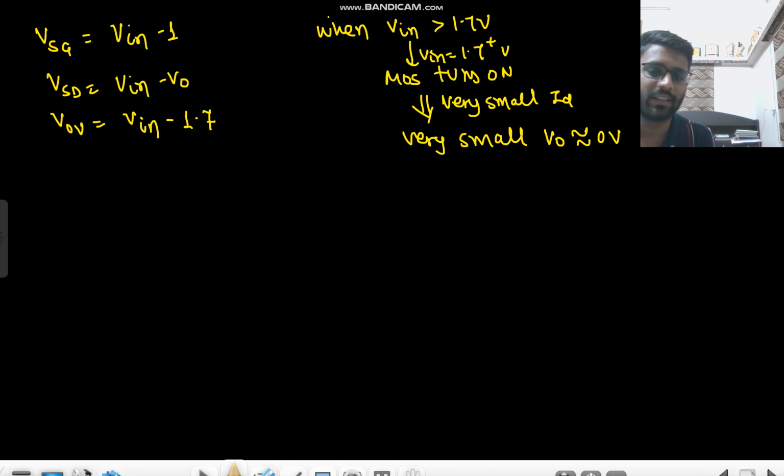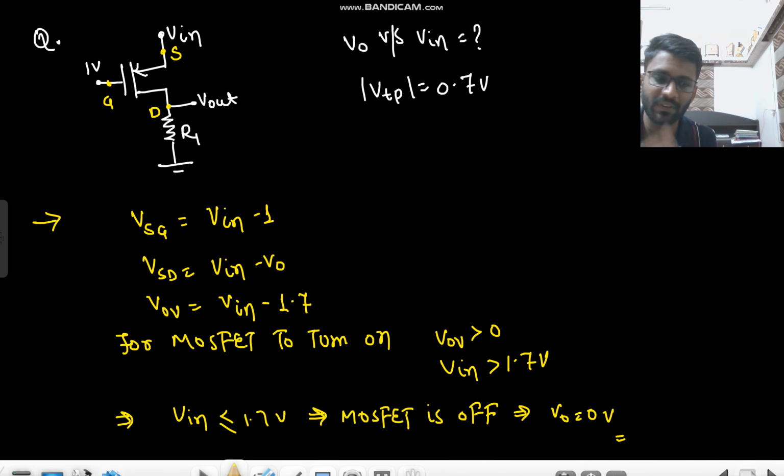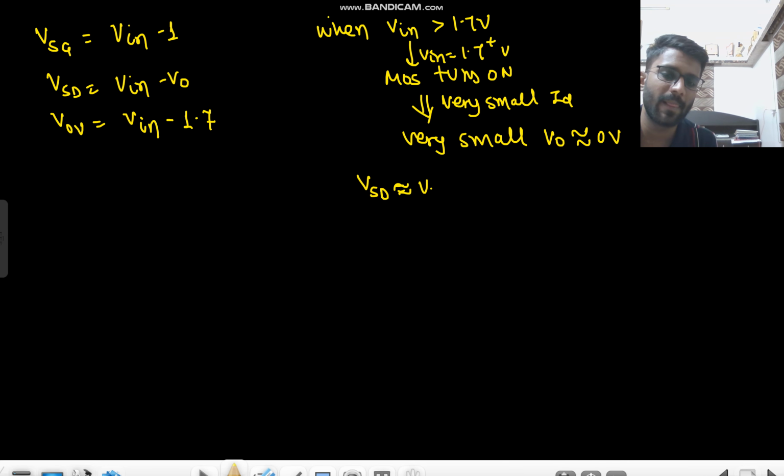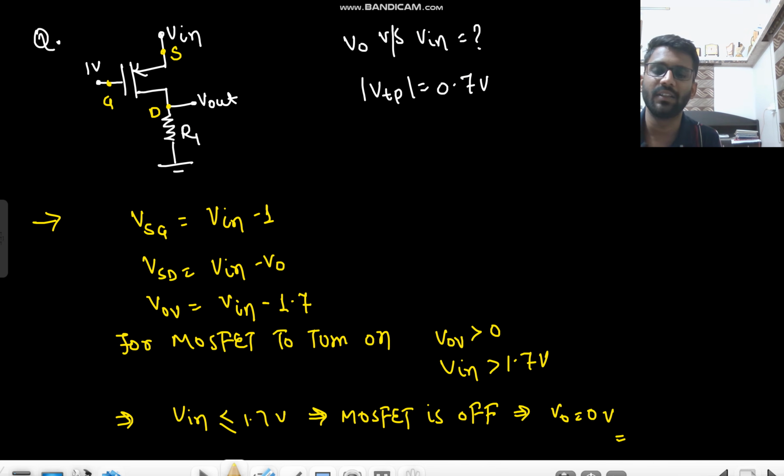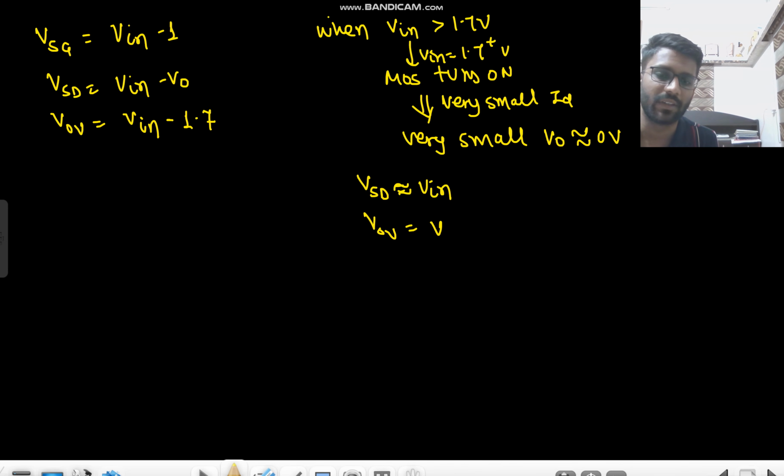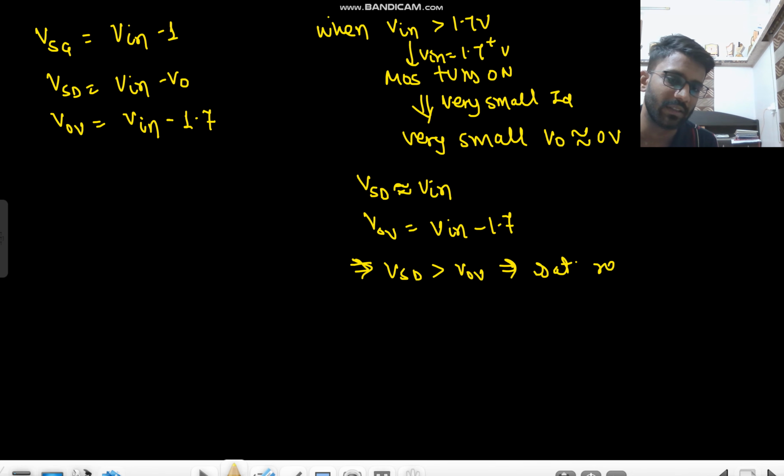Okay, so at this point your VSD will be almost equal to V in. Your V overdrive, that is VSG minus VT, V in minus 1 minus 0.7, so it would be V in minus 1.7. So here your VSD is greater than V overdrive, that means it is in saturation region. So after that the saturation region comes.